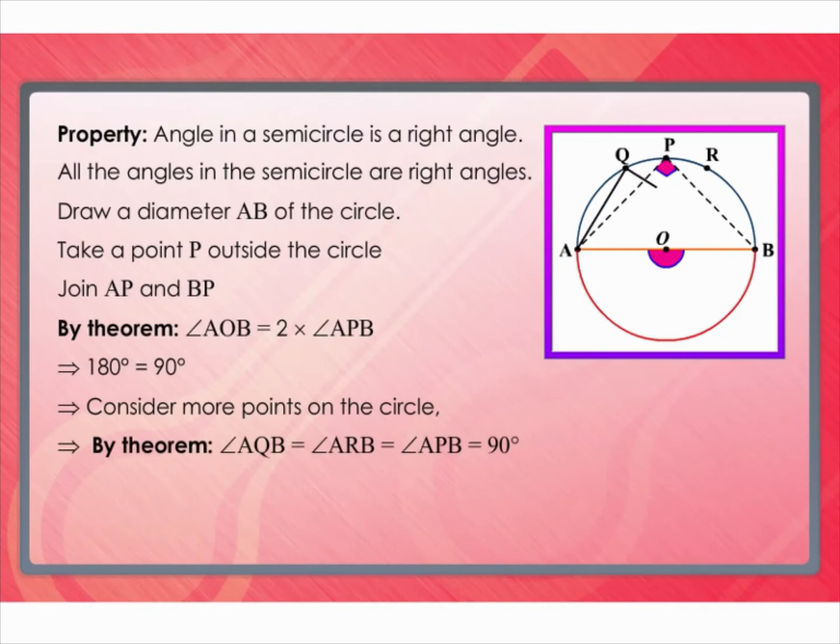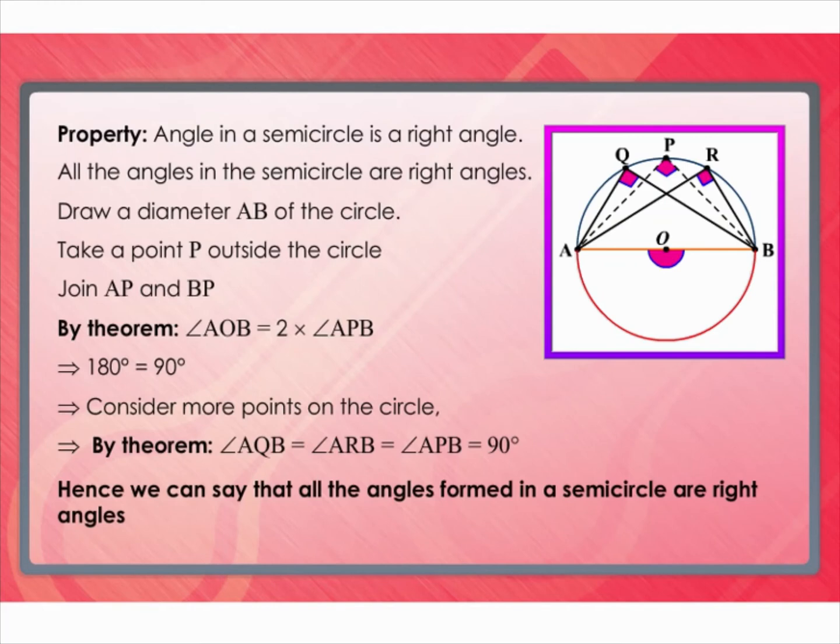By the theorem, we also know that all angles subtended by an arc in the same segment are equal. This means angles AQB and ARB are also right angles. Thus, we can say all angles formed in a semicircle are right angles.